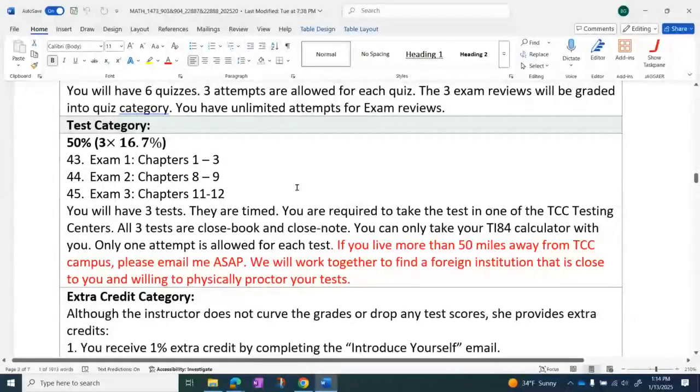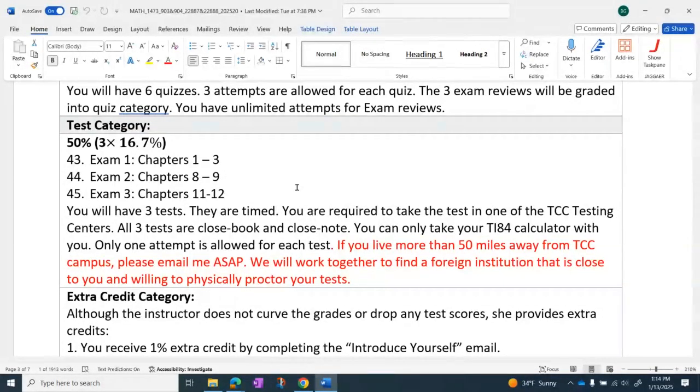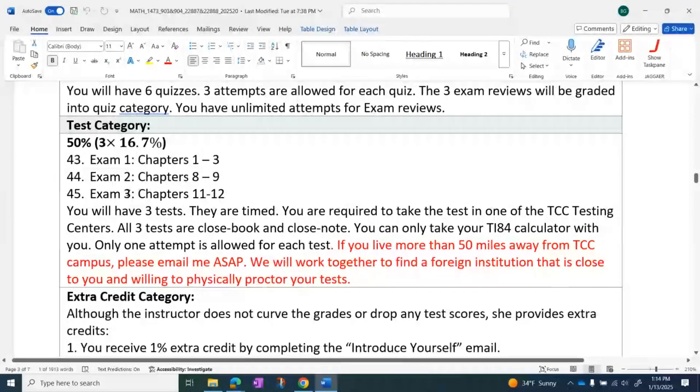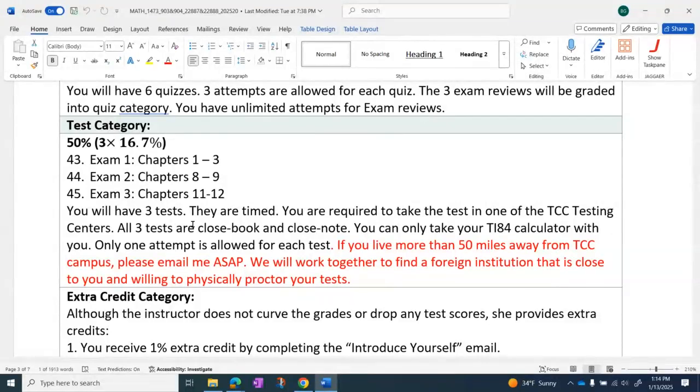Our department required to have at least 50% proctored event. So we have 50%. Those are the 3 exams. The first exam covers the first 3 chapters. Exam 2 covers chapters 8 to 9. Exam 3 covers chapters 11 and 12. I will post the announcements regarding the exam arrangements for those 3 exams.